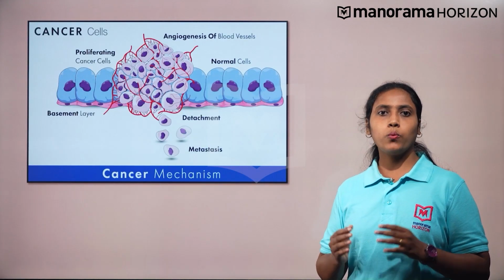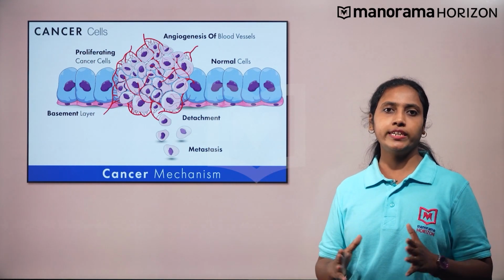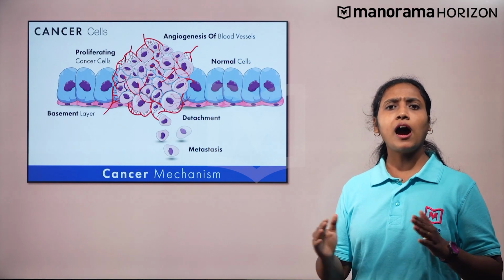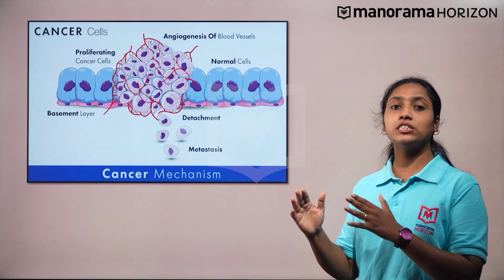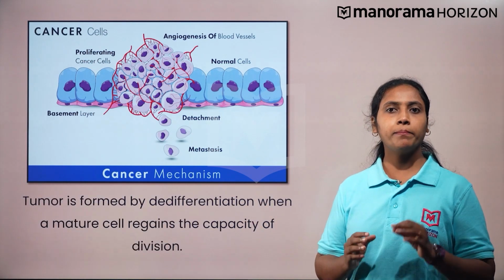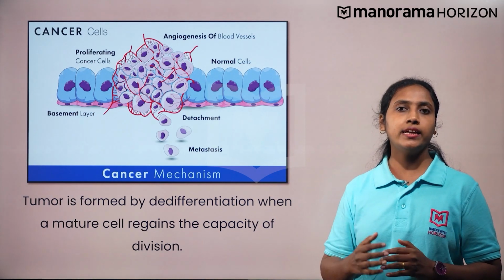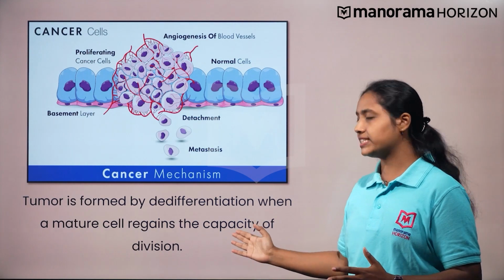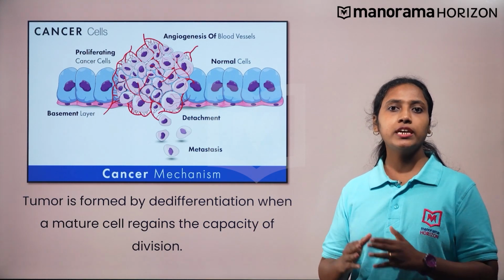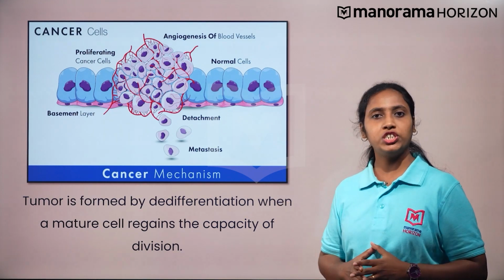We know that when a cell becomes cancerous, it divides unconditionally and forms tumors. Right? How can we describe a tumor in terms of differentiation? A tumor is formed by the process of dedifferentiation, when a mature cell regains the capacity of cell division. The same process of dedifferentiation is seen in parenchymatous cells that are used for tissue culture.